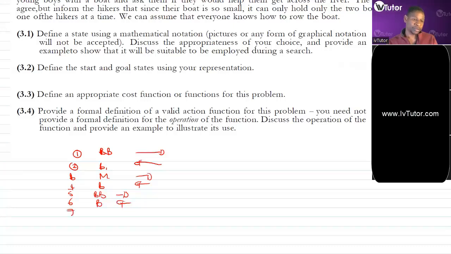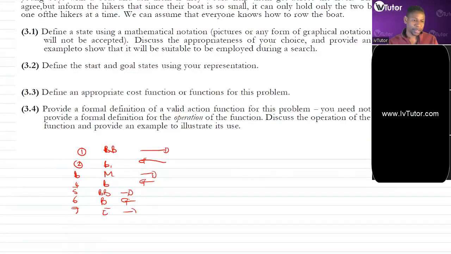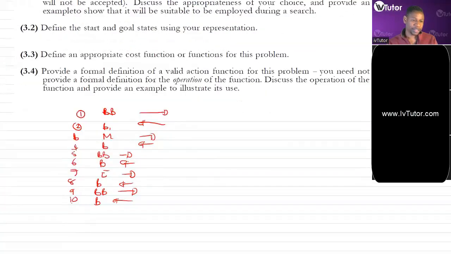Number 7, it will be the other guy, Elizabeth. Yes. And then number 8, it will be the boy. Number 9, it will be the boy. Then number 10, it will be the boy. Number 11, it then becomes the next hiker. And then number 12, it will be the boy first. Then number 13, the boy.